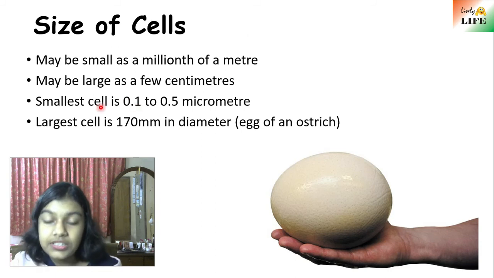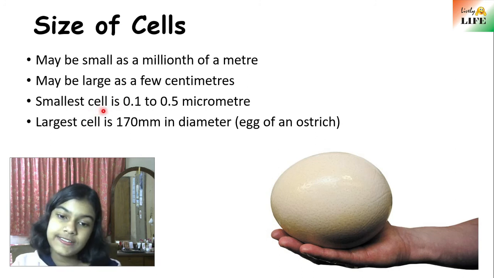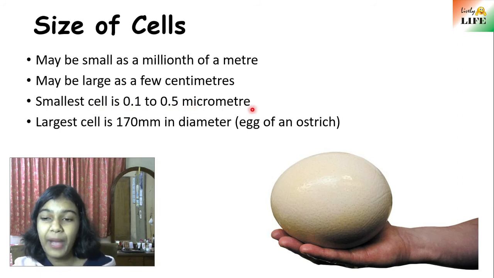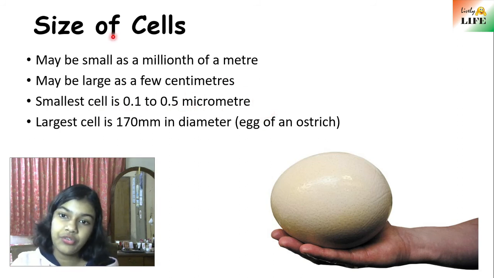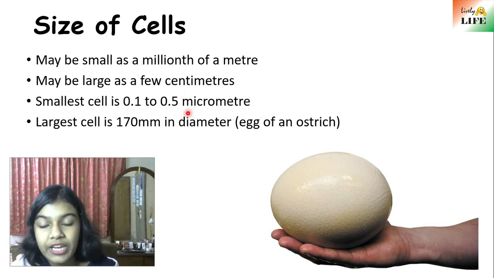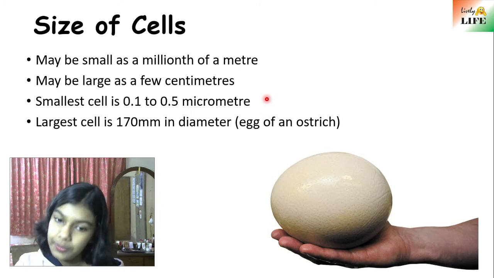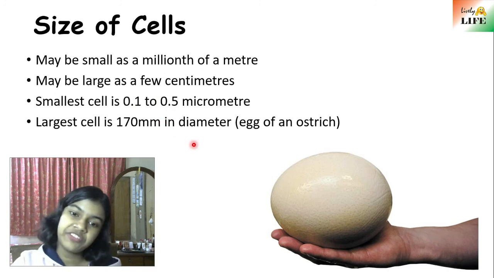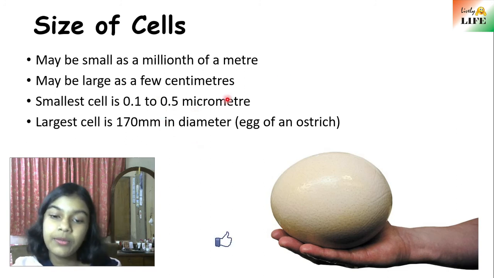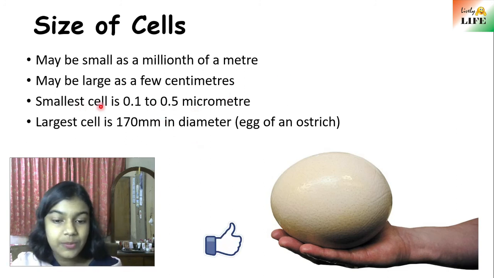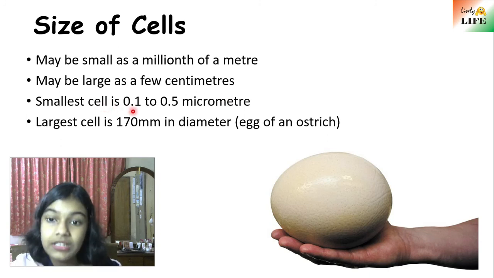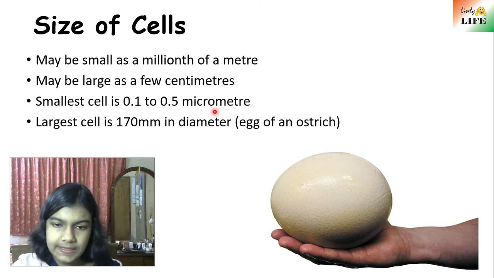Okay, the smallest cell. What is the smallest cell? It is 0.1 to 0.5 micrometer. Micrometer means a millionth of a meter, as we learned. So the smallest cell is 0.1 to 0.5 micrometer. It is not even 1 micrometer. Can you imagine how small this cell will be? It is found in a certain bacteria.